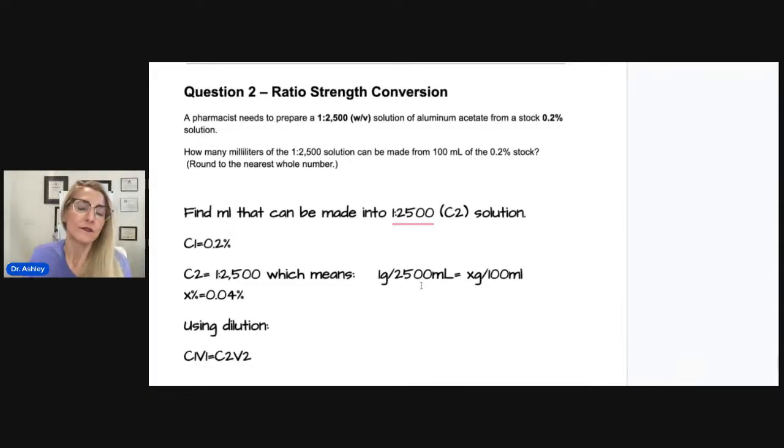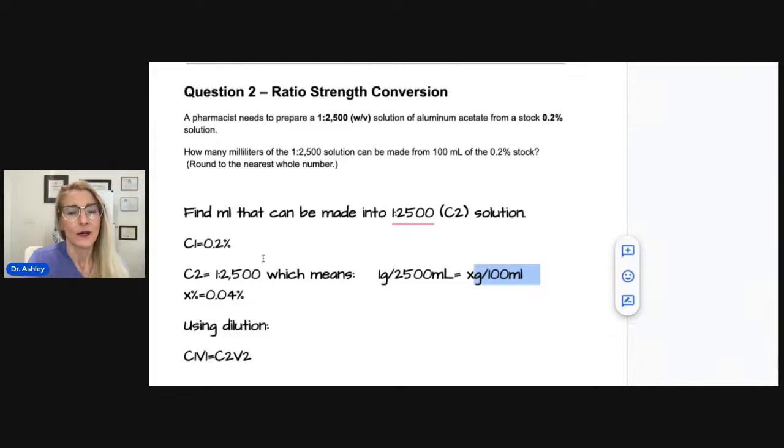So we know we love our proportions. So 1 to 2,500 mLs equals X grams over 100 mLs. We cross multiply and divide. Hopefully everybody knows what that is. If they don't, hit me up. I know some people learned it a different way. Cross multiply and divide. You wind up getting X is 0.04%, because this entire section right there after the X means percent, right?